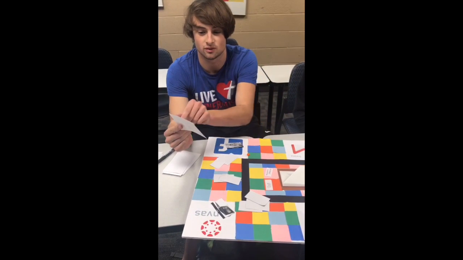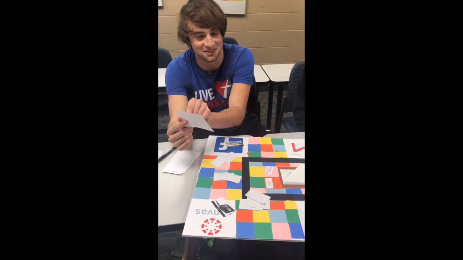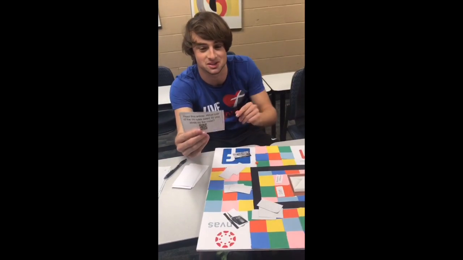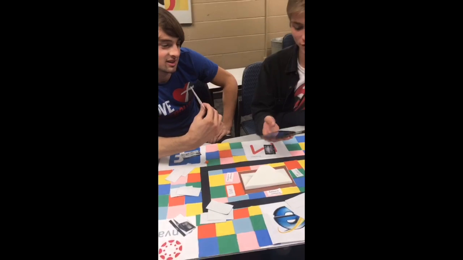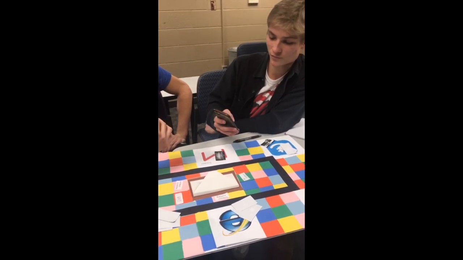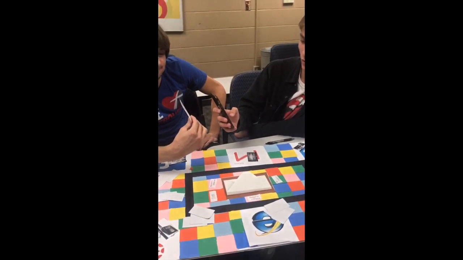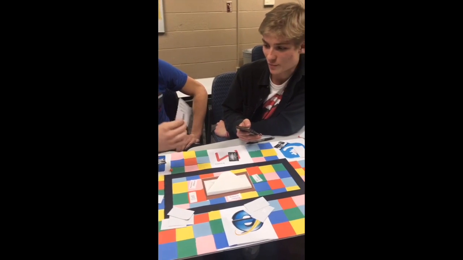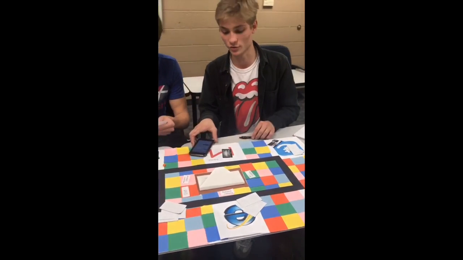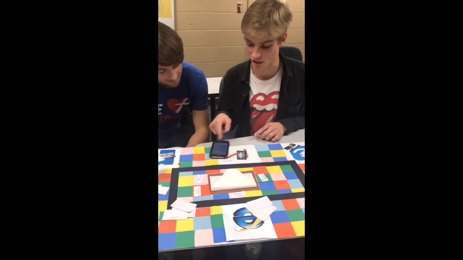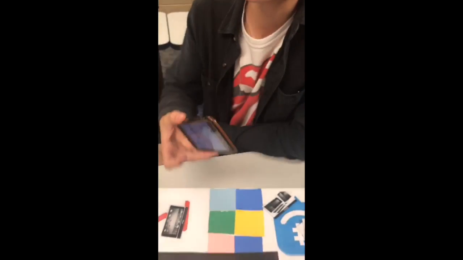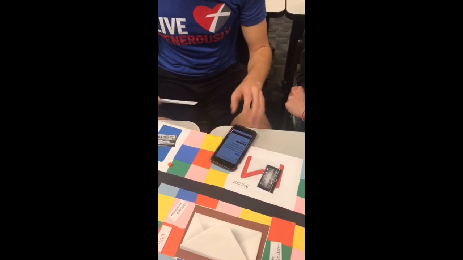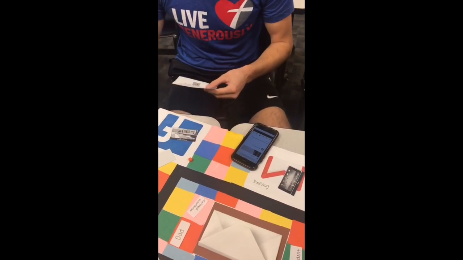It's got a question about it. So this one says, read this article. What rule of the 14 rules listed do you abide by the most? So you take your phone, get your QR code scanner out, and obviously if this is done in a classroom, we're anticipating that the class will have iPads or some sort of device where you would be able to use a QR code scanner, and it takes you directly to the article where the student then will read it and answer the question on the piece of paper. And after they've answered the question and written down their answer, play will progress clockwise.